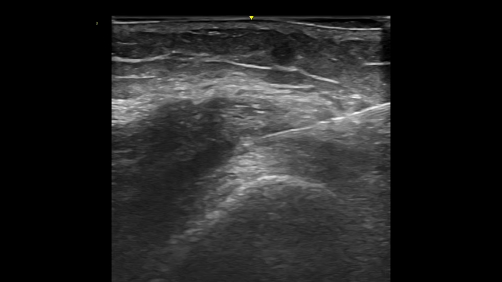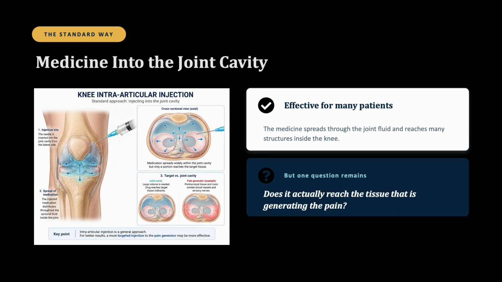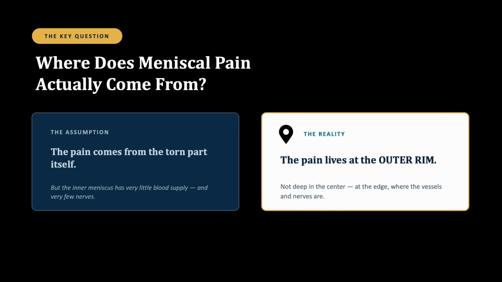The medicine spreads throughout the synovial fluid and eventually reaches many different structures inside the joint. However, that does not necessarily mean it reaches the tissue that is actually generating the pain. To understand why, we first need to ask a simple question. Where does meniscal pain come from?